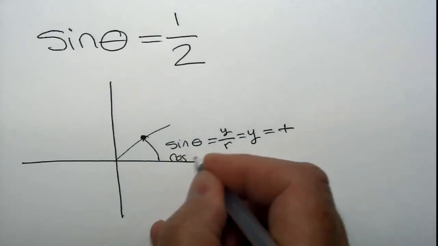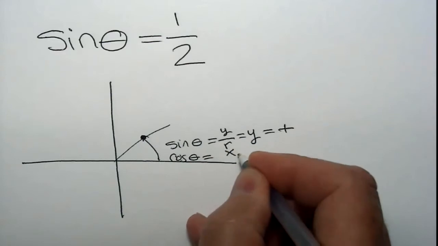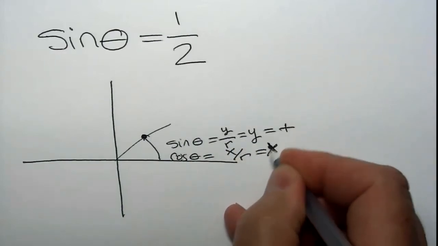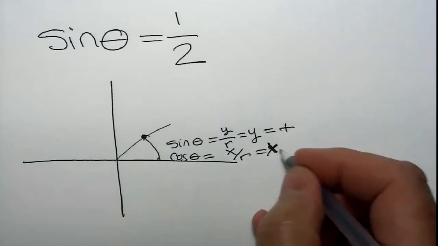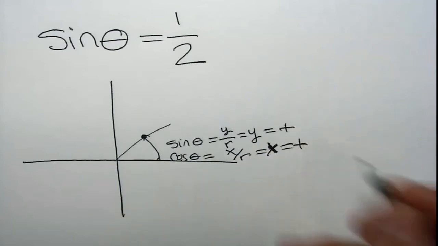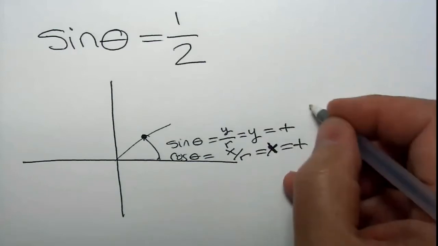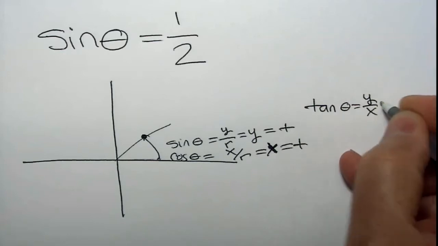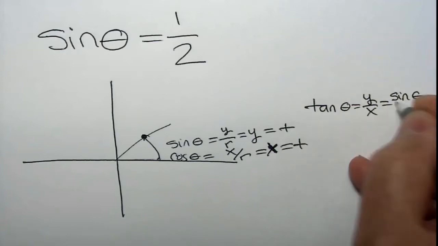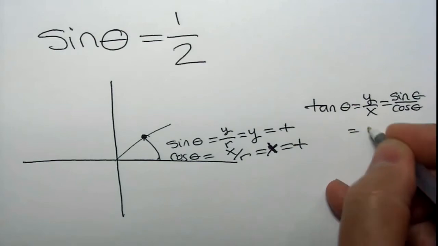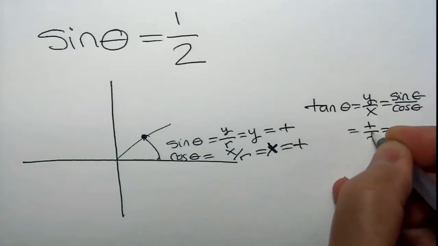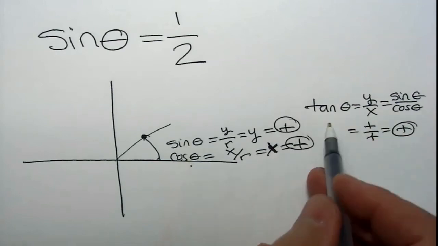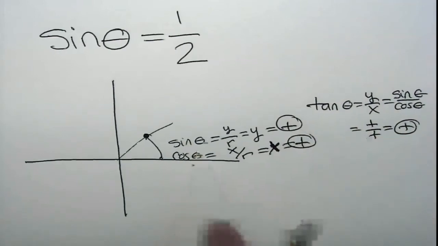For cosine, we would use the formula x over r. In this case, if it's a unit circle, just x. And notice that, again, we're in quadrant 1 where all x's are positive. So cosine should be positive. And finally, the tangent of the angle should be either y over x or, by identity, sine over cosine. Well, no matter how you look at it, it's positive over positive in both cases. Make a positive. So your sine, your cosine, and your tangent in quadrant 1 is all positive.